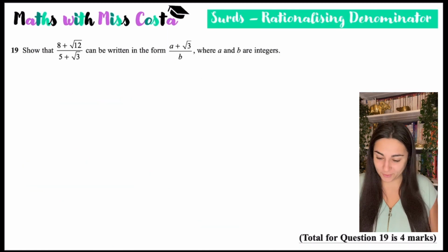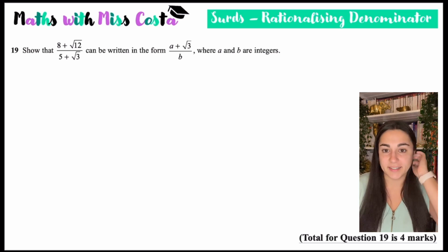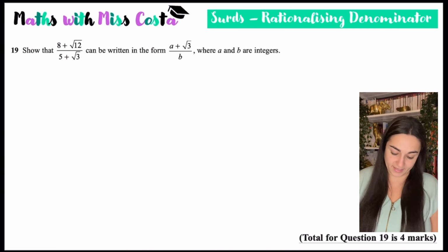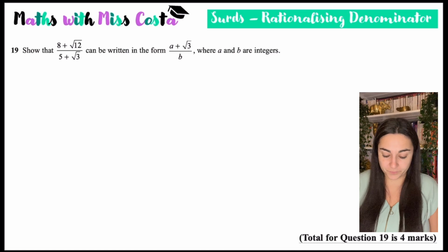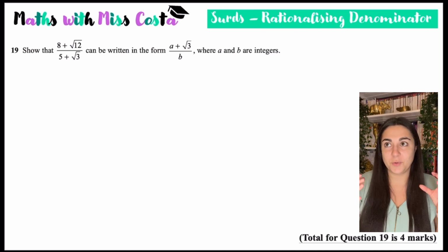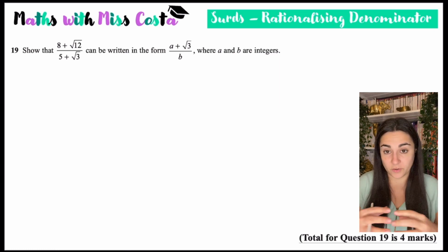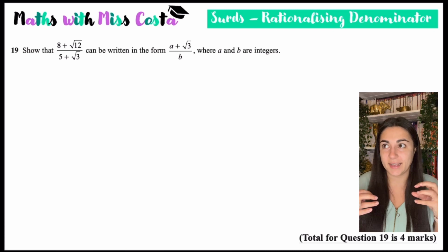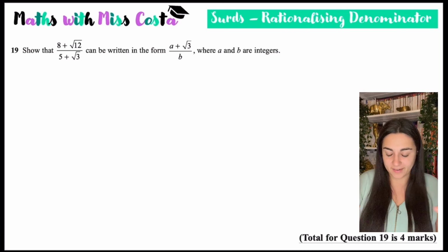Next question, we've got surds and rationalising the denominator. So when you're rationalising a denominator, all you're trying to do is basically ensure that the denominator doesn't have a surd in it. And if there are two terms on the denominator, then what you're going to have to do is like the inverse of it.